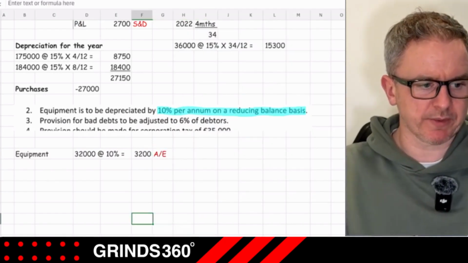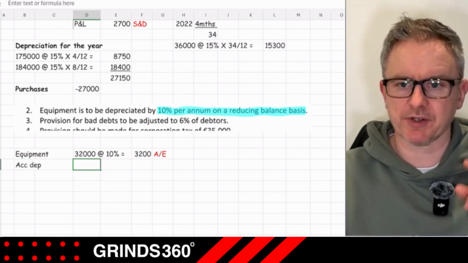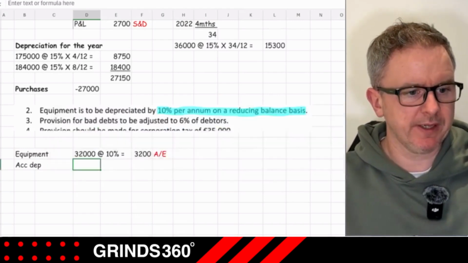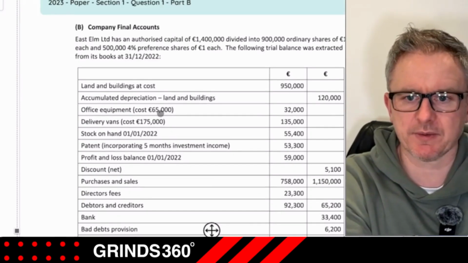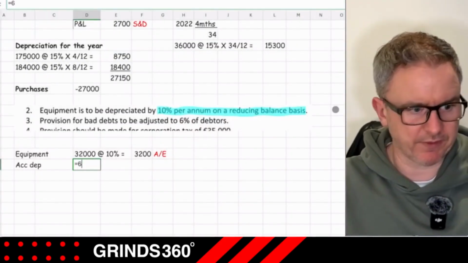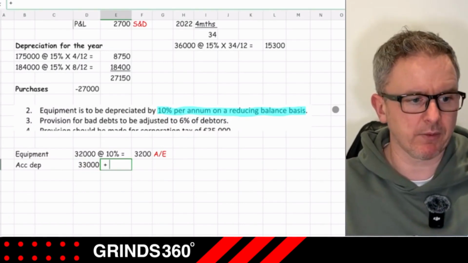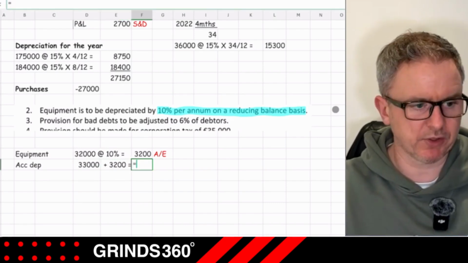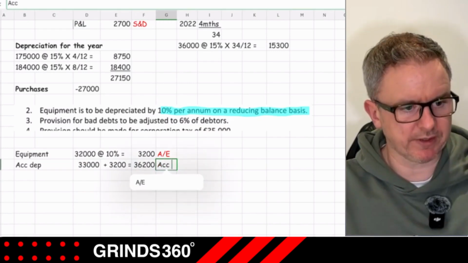What you need to keep an eye on though is when you get your accumulated depreciation here. So the accumulated depreciation, it wasn't 32 starting off, okay? So you just need to go back to the question itself. So look at what we had here. So our office equipment, the cost was 65, the net book value was 32. So figure out how much you had written off that, okay? So you have your 65,000 minus your 32. So we had 33,000 written off already, and now we're going to add on another 3,200. And that's really important that we make sure we have that figure correct. So you're 33 and you're 32 there. So that's your accumulated depreciation figure.